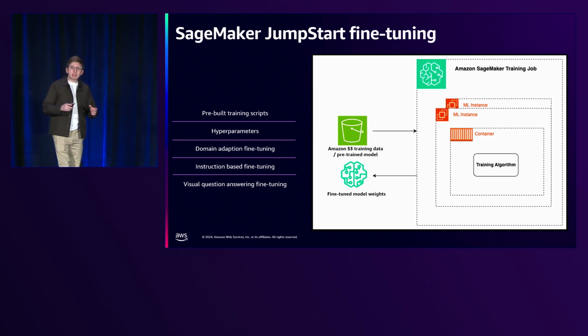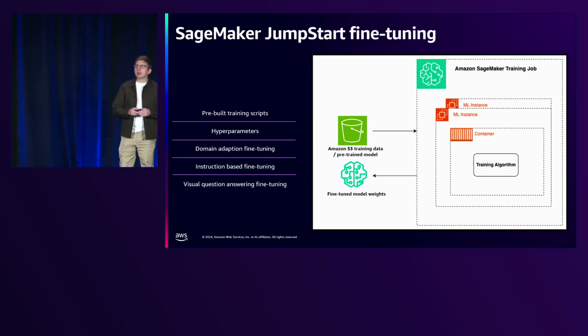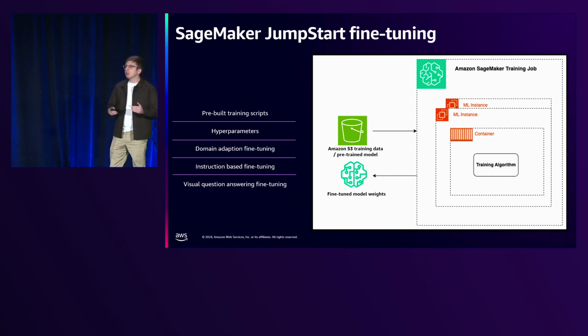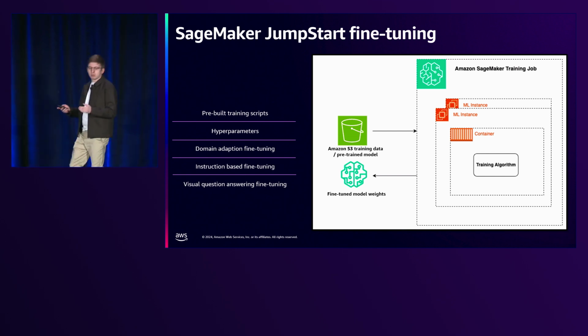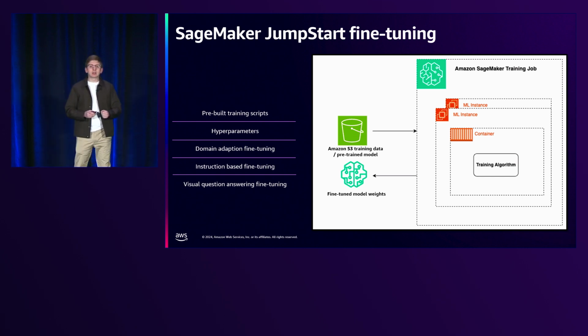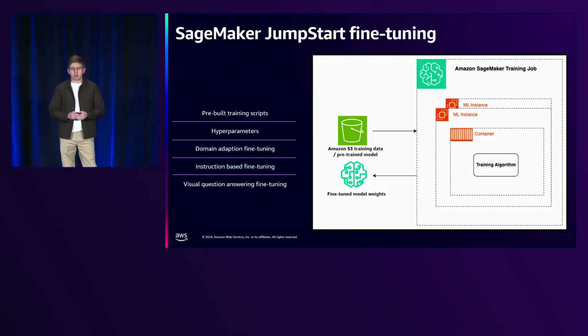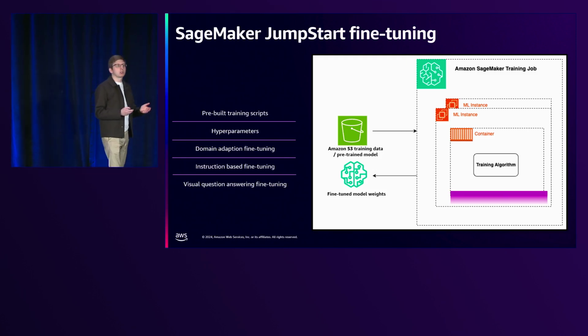And then within that ML instance is an actual container. And that container contains the training script or training algorithm of your model. The S3 input data that you're going to use to train the model will reside within S3. And then the pre-trained model weights themselves also reside within S3. And once training has completed, all the instances are terminated, and the resulting fine-tuned model weights are also sent to S3.